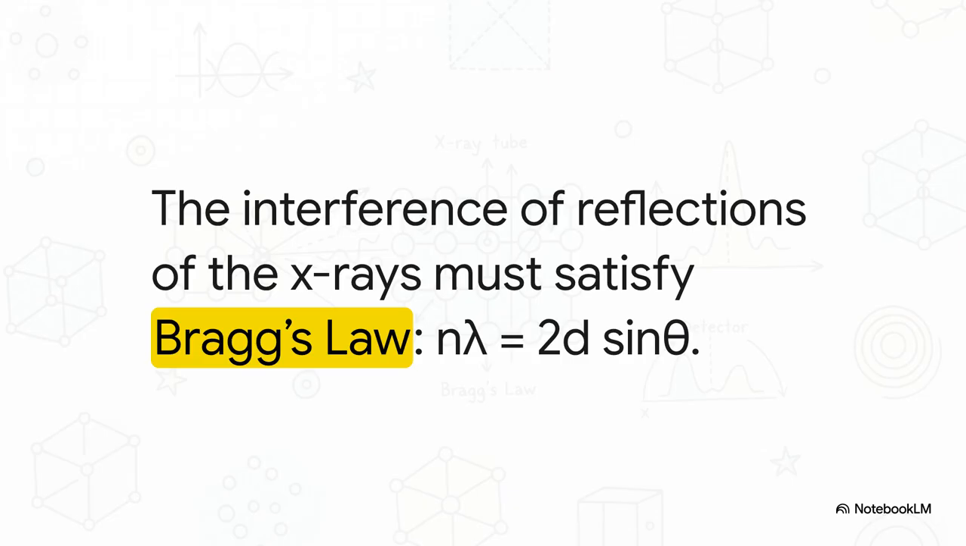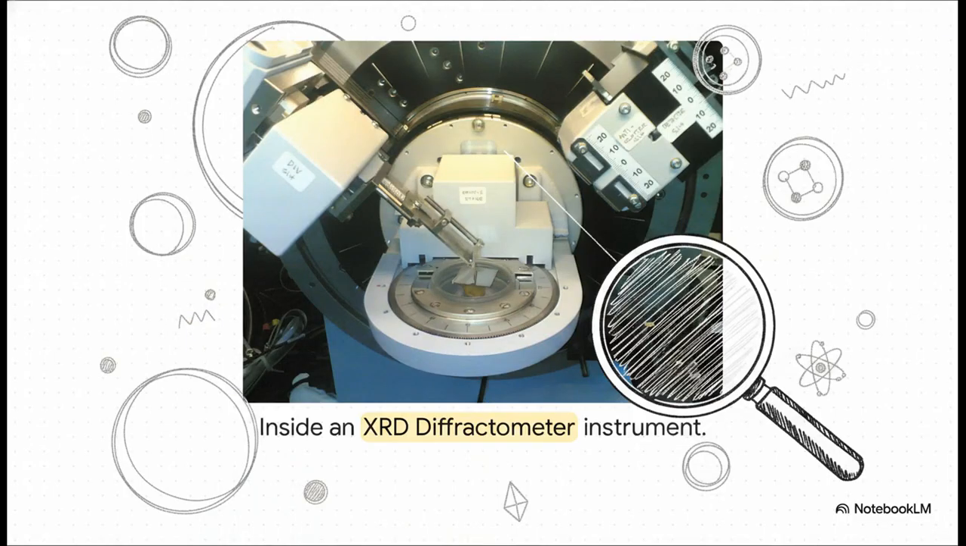And that magical moment of perfect alignment is captured by Bragg's law. Now, don't worry, we aren't going to get bogged down in the algebra here. Just look at what the math actually does for us. By simply knowing the X-ray's wavelength, that's the lambda, and measuring the exact angle it bounces off, the theta, this really elegant little equation lets us calculate those hidden microscopic distances between the atoms. Thankfully, we are definitely not doing that math by hand.